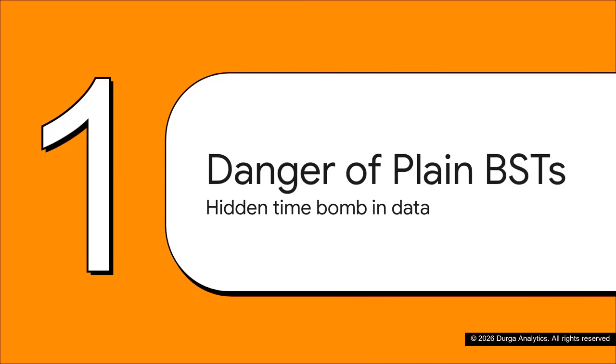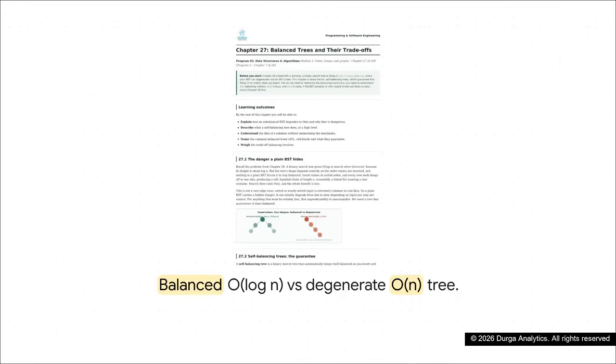All right, Section 1, the danger of plain BSTs, the hidden time bomb in your data structures. Listen, in real software engineering, we just can't afford surprises. Period. Relying on a plain binary search tree in a production environment is basically a ticking time bomb just waiting for an edge case. Think about it. A beautiful, perfectly balanced tree has a height of roughly log n. That means search times are blazingly fast. But here's the catch. Nothing in a plain BST forces it to stay that way.